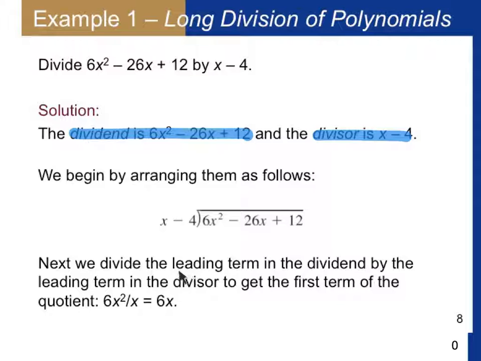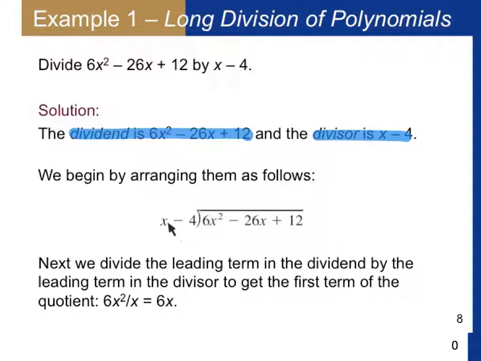here. And now we want the leading term in the dividend to get the first term. So we're going to take this term times whatever to get this term, okay? So if we multiply this times 6x, we're going to get 6x squared, okay? So that's our first step, to multiply the x minus 4 times 6x.